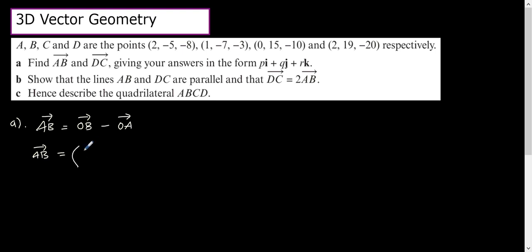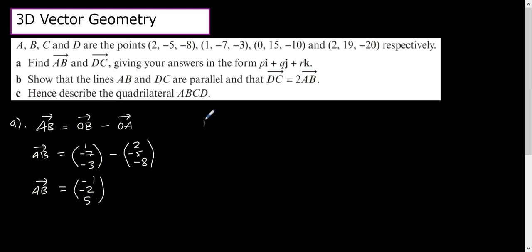Now the position vector I'm going to write as a column vector just to make life a little bit easier. So we've got AB is (1, -7, -3), minus the column vector for OA, which is (2, -5, -8). And then we just use subtraction to find our vector AB. 1 minus 2 is -1, -7 minus -5 is -2, and -3 minus -8 is 5. So our vector AB is (-1, -2, 5).